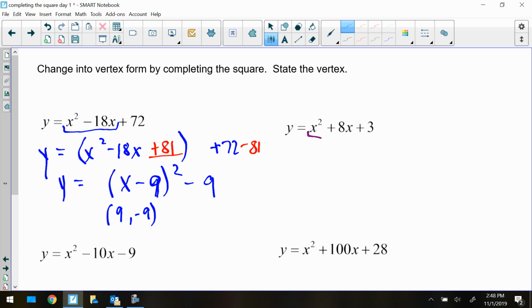I'm going to look at these first 2 terms. I am going to try to make a square out of those. So I have x squared plus 8x, and I'm going to leave a blank, and I'm going to forget about the 3 for a second. So 8 divided by 2 is 4. So this number here is what 4 squared is. 4 squared is 16.